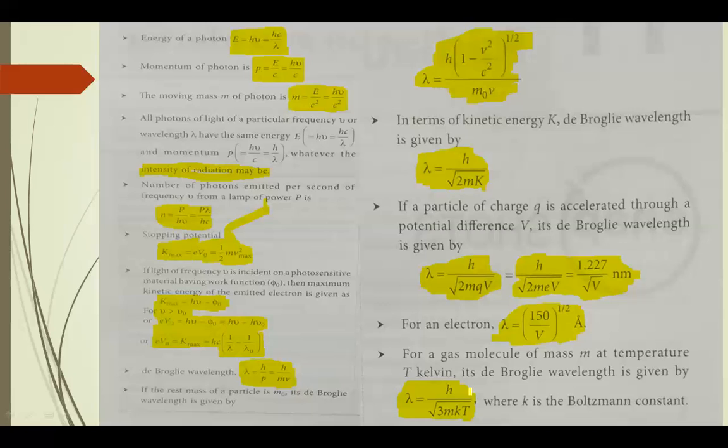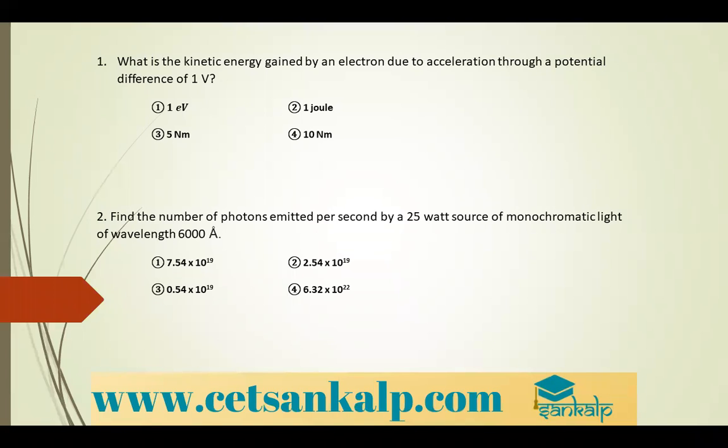I hope you have written this, right? Okay. So see the first problem. What is the kinetic energy gained by an electron due to an acceleration through a potential difference of 1 volt?